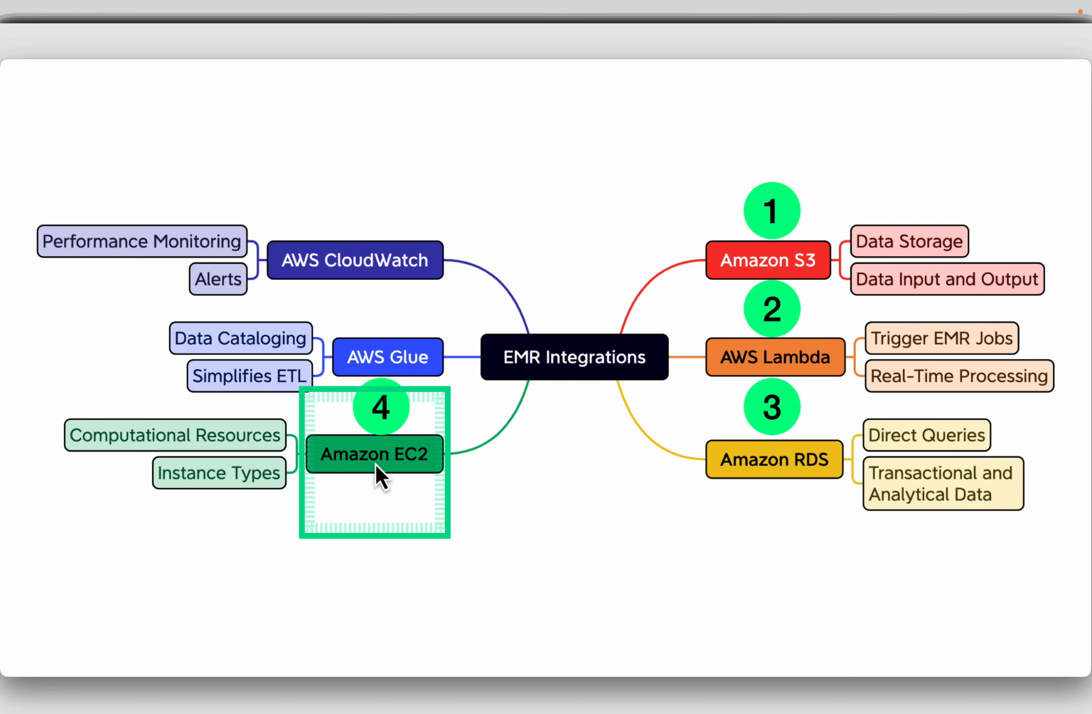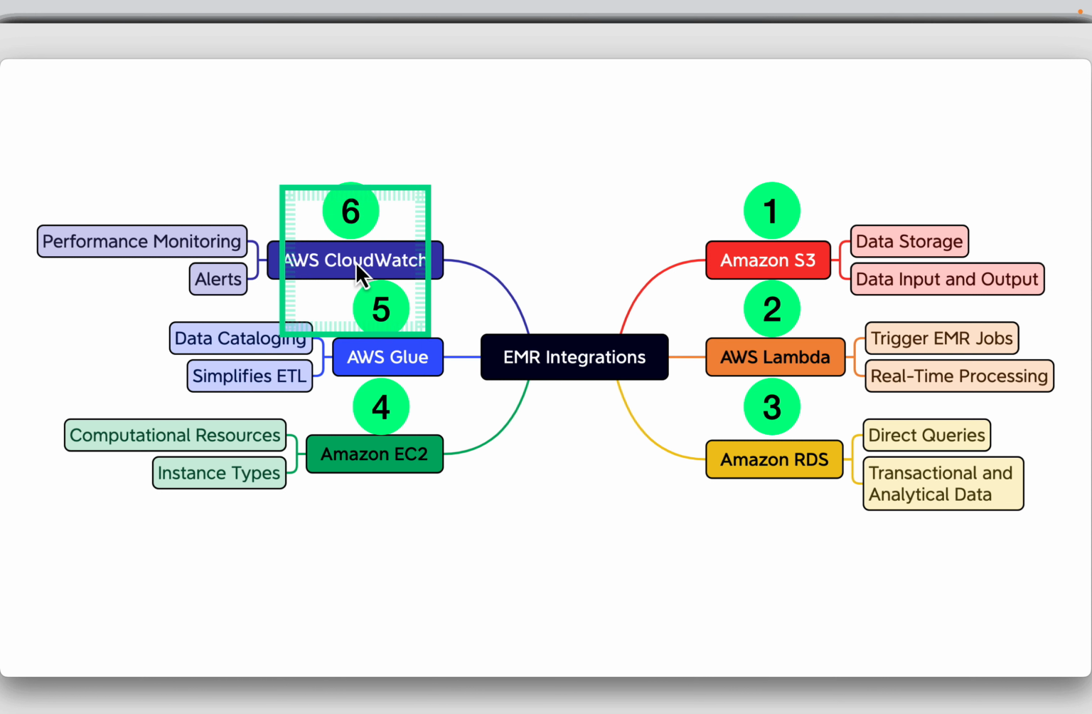Amazon EC2. EMR clusters are built on EC2 instances, which provide the computational resources. You can select different EC2 instance types based on your specific needs, optimizing for memory, CPU, or other factors. AWS Glue. AWS Glue can be used for cataloging data sources, which makes data readily accessible and queryable for EMR. It also simplifies ETL processes.